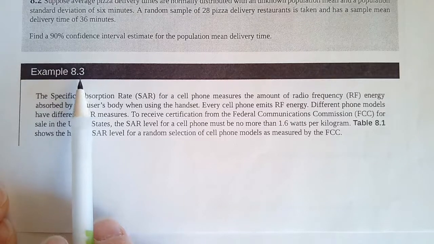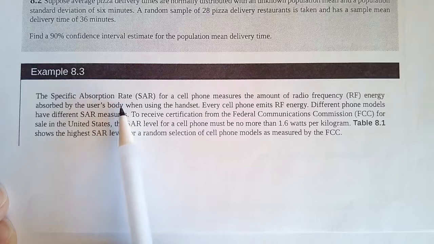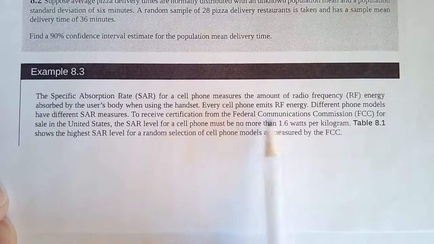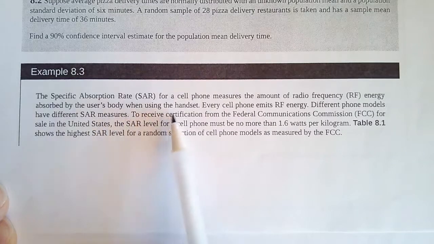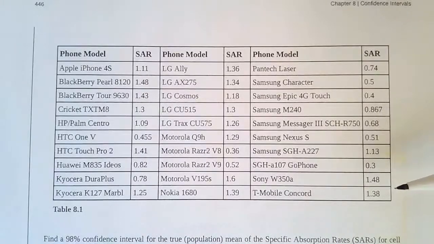Alright, so a specific absorption rate for a cell phone measures the amount of radio frequency energy absorbed by the user's body when using a handset. Okay, now they're going to give this table. It's on the next page. All right, so we have all this table, and you can type this into your calculator to find our point estimate. In other words, to find our x-bar.